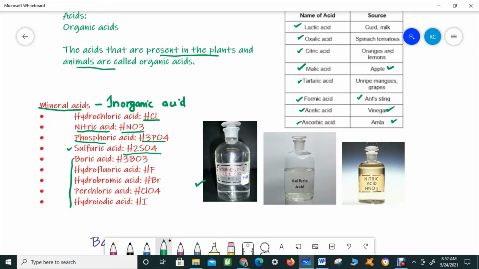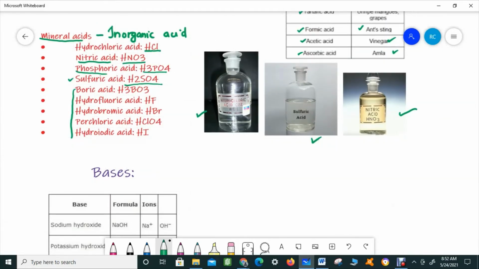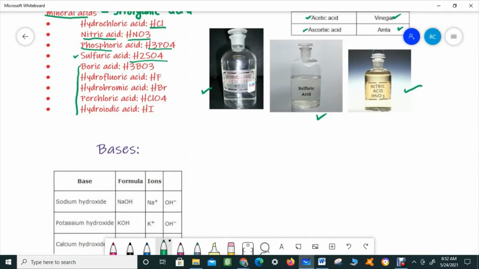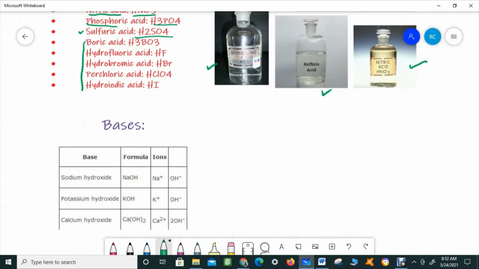And the picture is showing hydrochloric acid, which is kept in a glass bottle because it is a very harmful and very corrosive substance. Similarly, sulfuric acid and nitric acid you can see in the picture. And all the acids are colorless. Now, what is meant by base? The common bases we know are sodium hydroxide, and its ions are Na plus and OH minus.